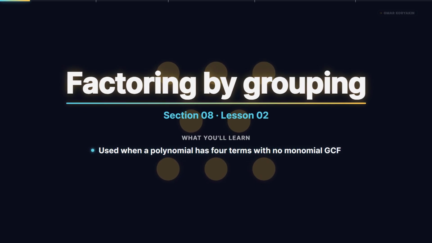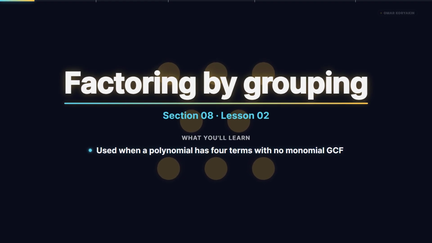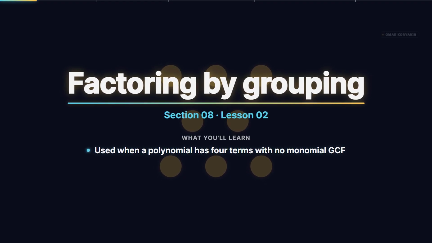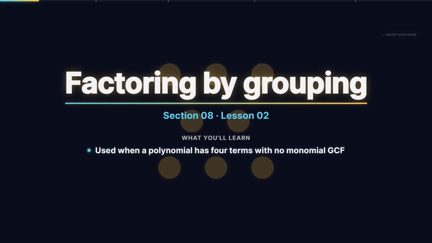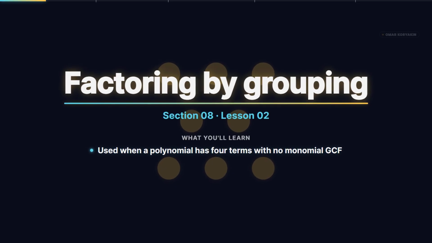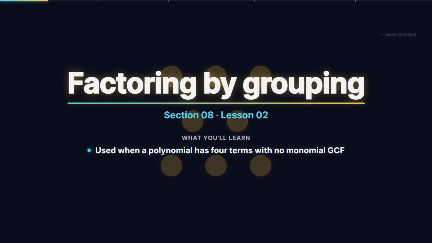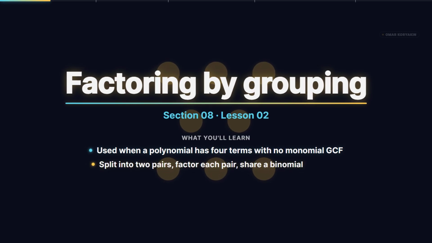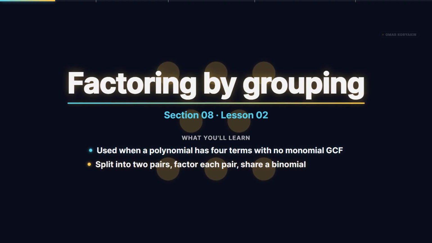Factoring by grouping works on a polynomial with exactly four terms when those terms do not share a single monomial GCF. The strategy is to split the four terms into two pairs, factor each pair separately, and discover that both pairs leave the same binomial in parentheses. That shared binomial is the common factor we pull out front. The mechanics are straightforward, but the signs matter.